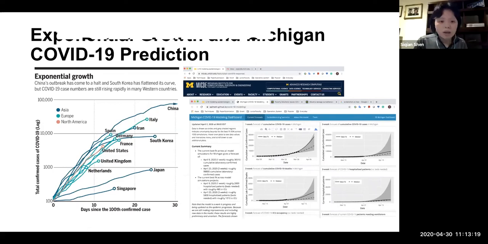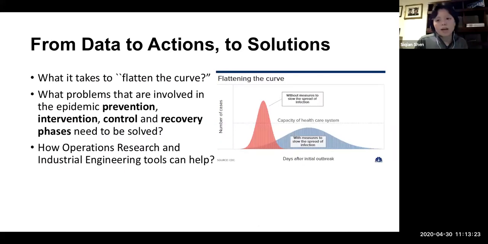So in this talk, I would like to focus on the other side, which is if you have the prediction function and also some tools that you can use to know what the future data may look like, even if they still have certain uncertainties, can we put them into actions? So basically, I would like to change from the data part to the action part, and then to the solution part. We have been talking about flattening the curve again and again. So what can we really do in order to flatten the curve, and what are the mathematical models behind them? In particular, I would like to put them into prevention, intervention, control, and recovery phases. And then because my background is in IOE, I can only give you more information about OR and industrial engineering, IE tools.